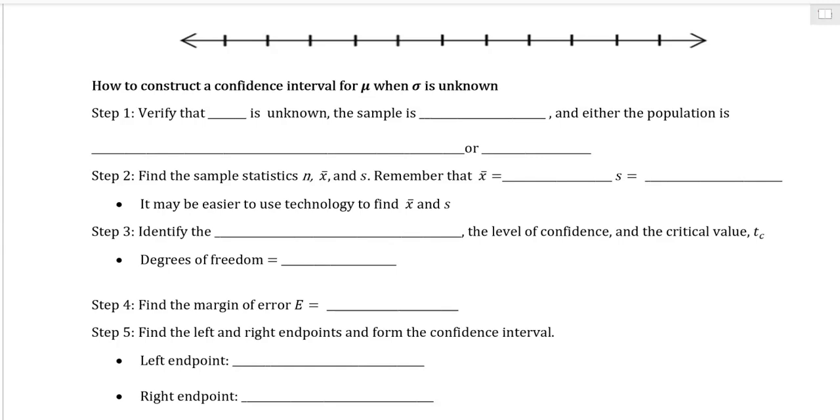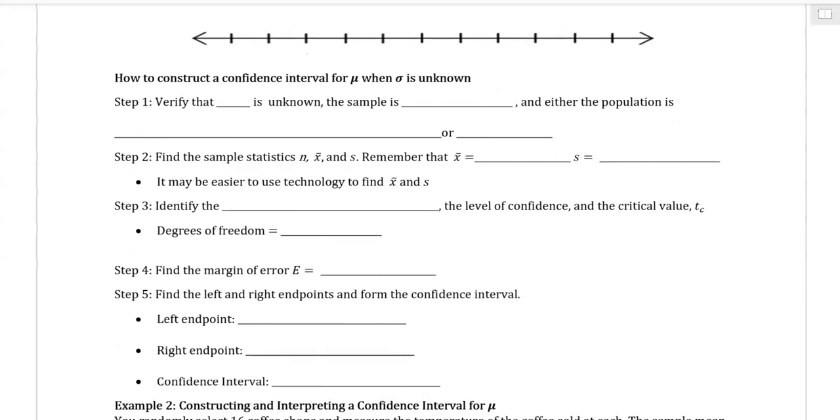So now we're going to talk about the steps of how we find a confidence interval for the population mean when we do not know the population standard deviation. The process here is very, very similar to the process in the previous example. We will still be finding a point estimate. Our point estimate is still the sample mean because we're still estimating the population mean.